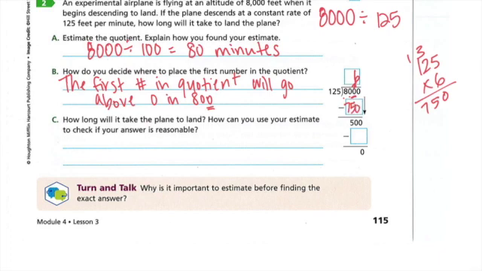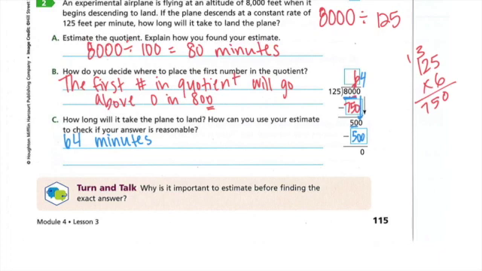And then they kind of messed up with their lining things up on this problem. So if we do 800 minus 750, it's actually 50. And then they brought down this 0 to get the 500. So how many times will 125 go into 500? 4 times, and it actually is 500. It goes in perfectly. So how long will it take to land the plane? 64 minutes. All right, and is that close to our estimate? Sure is, so it's a very reasonable answer.